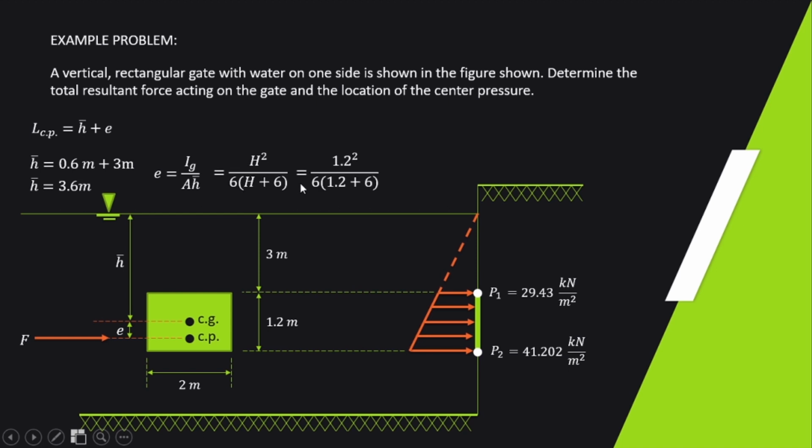So substitute the value. H is 1.2. So 1.2 squared all over 6 times 1.2 plus 6, and that is 0.033 meters. So finally, we solve the location of our center of pressure, CP, from the water surface. It equals H bar plus E, where H bar is 3.6 and E is 0.033 meters. So the answer is 3.633 meters. And this is the answer for this example problem. So that's it. Thank you very much and have a good day.